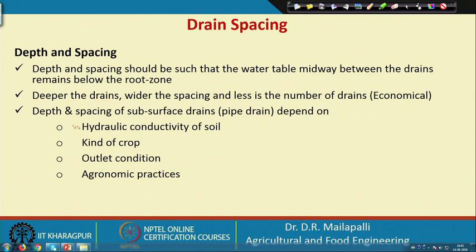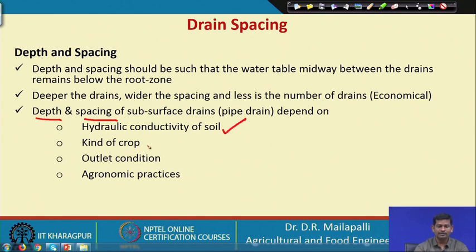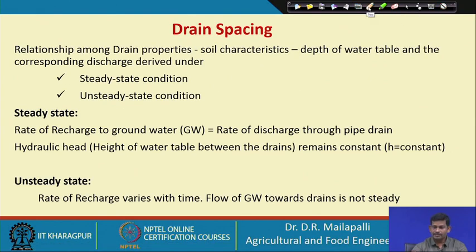But the depth and spacing of subsurface drains basically depend on the hydraulic conductivity of the soil, the crop to be grown, outlet condition and agronomic practices. So, all these things need to be considered before deciding a drain depth and spacing. The drain spacing formula could be for a steady state condition or an unsteady state condition. In the previous lecture, last week, we were discussing the steady state condition. So, what are the things during steady state condition?